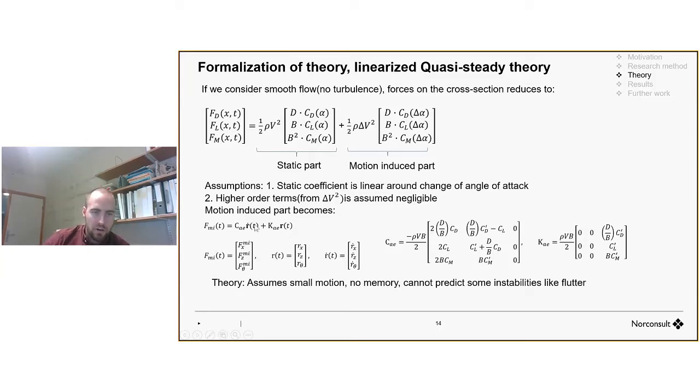So the r and r dot are the displacement and the velocity of the cross-section. Then we get these aerodynamic stiffness and aerodynamic damping matrices that have the derivative of the static coefficients in them, and the static coefficients in them. So this can be found only by testing, doing static wind tunnel tests. This has the same assumptions as I said before. It has to be small rotation, no memory, and it cannot predict flutter.